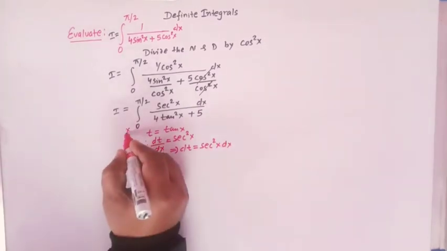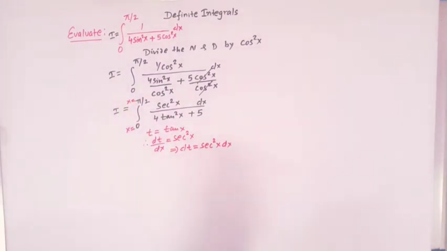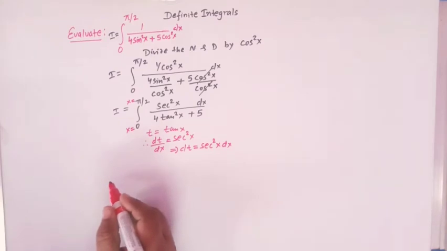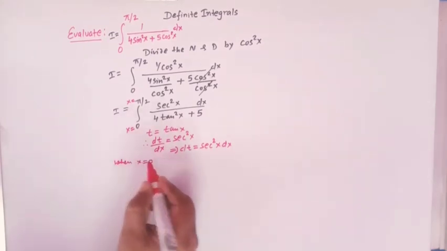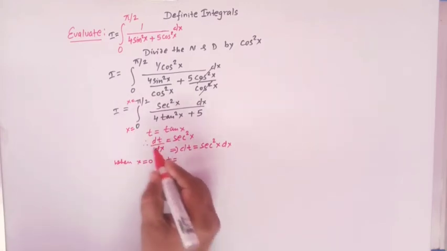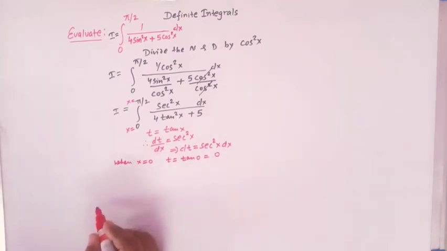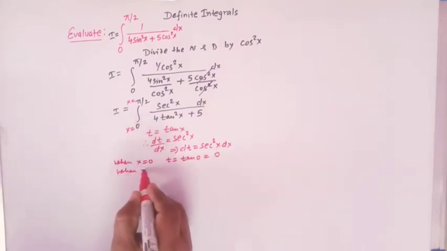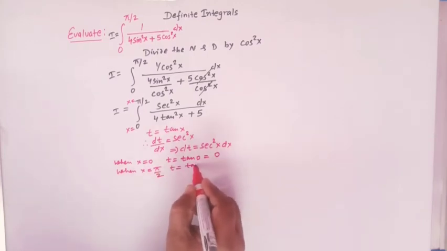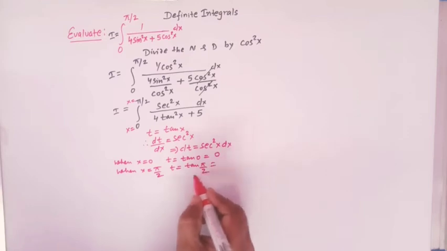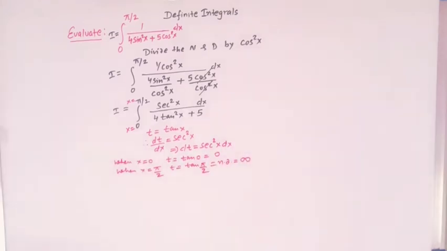And here we see that x varies from 0 to pi by 2. So let us change the limits accordingly, right? So when x is equal to 0, then the value of t is tan 0, that is equal to 0, right? And when x is pi by 2, then t is tan pi over 2, that is not defined, which is equal to infinity, right?